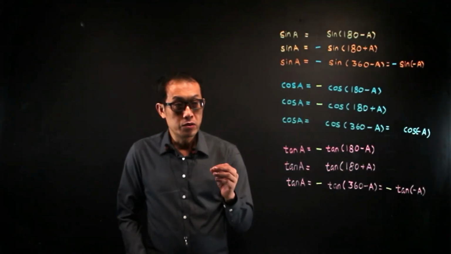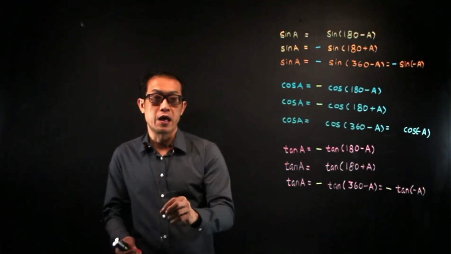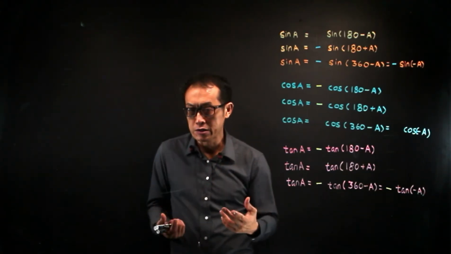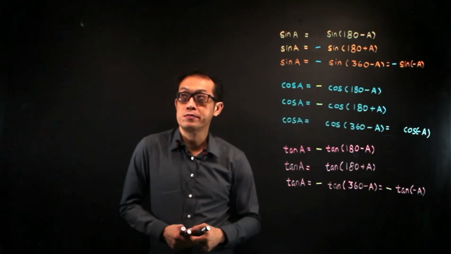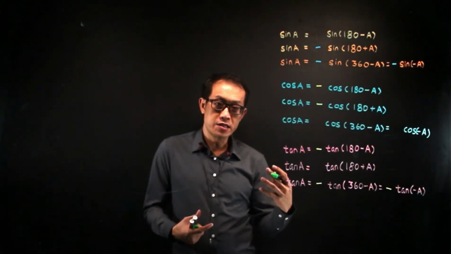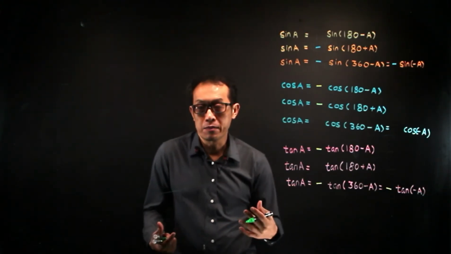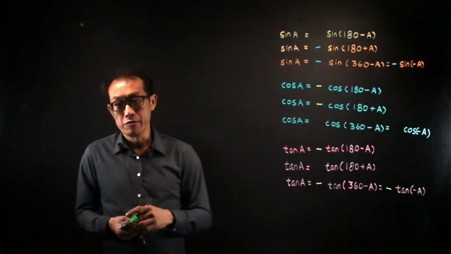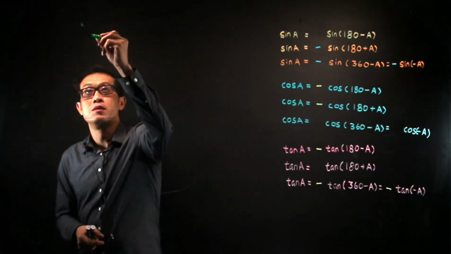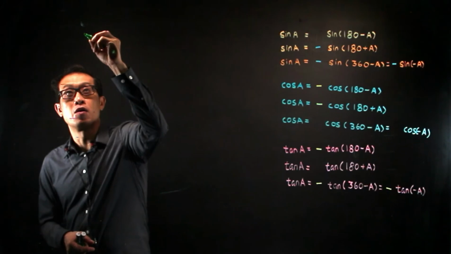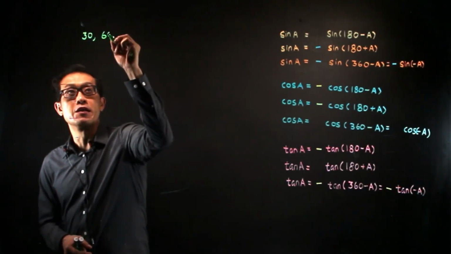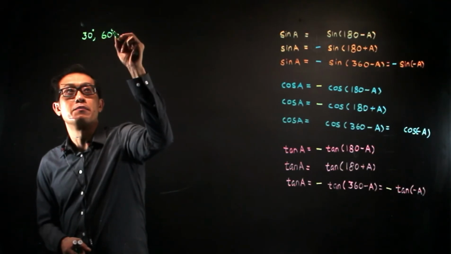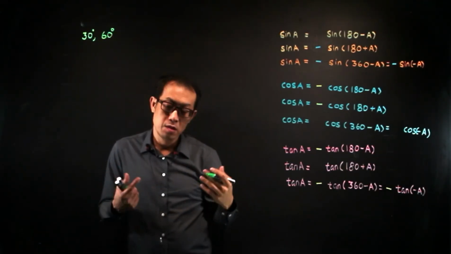Okay, we will learn what are complementary angles and what are complementary trig functions. Now, what is a complementary angle? Two angles are said to be complementary if they add up to 90 degrees. Example, 30 and 60 are complementary. Alright, 30 and 60 degrees are complementary. Why? Because they add up to 90.